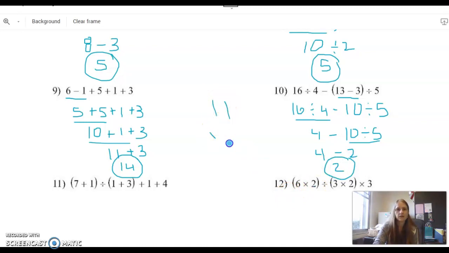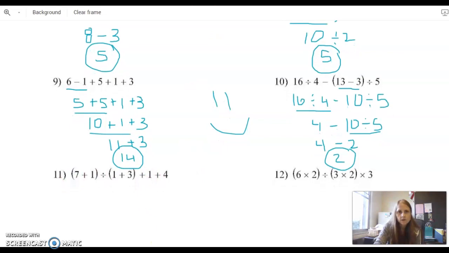All right, our last two examples here. Oh, I can't scroll anymore because we're at the bottom. Try and move this down.